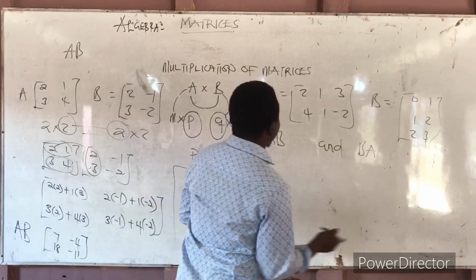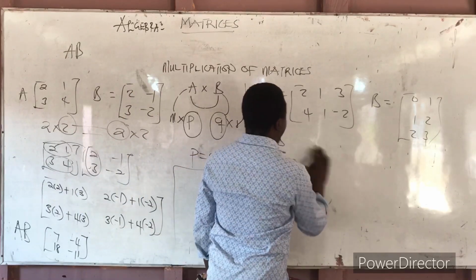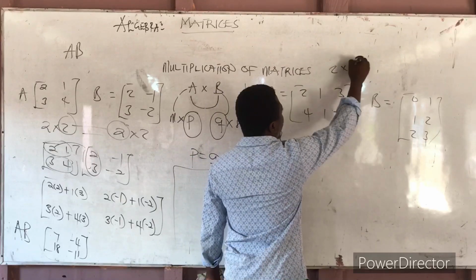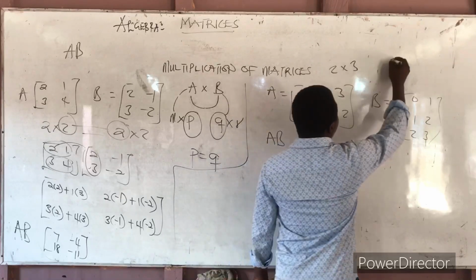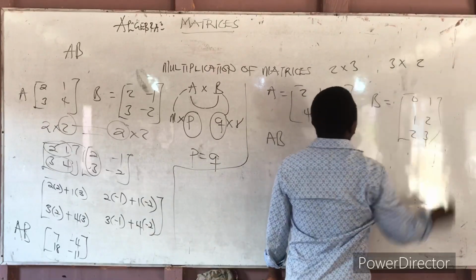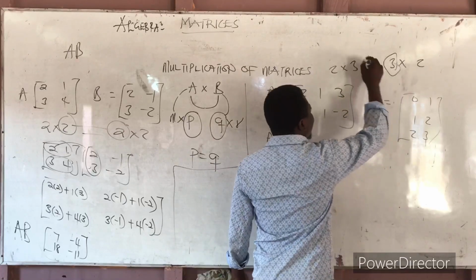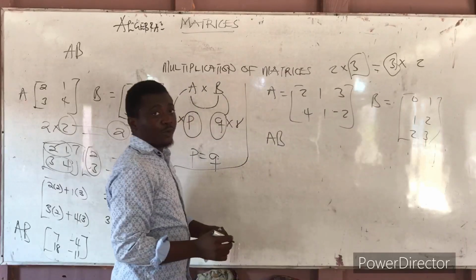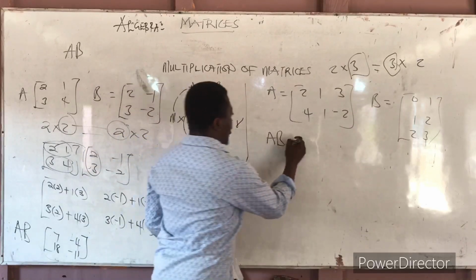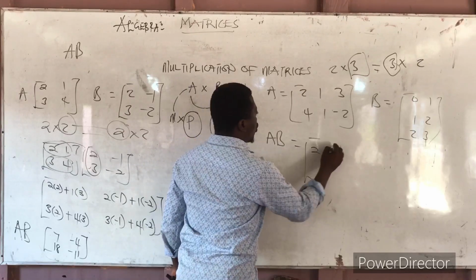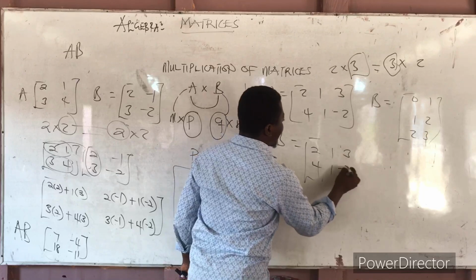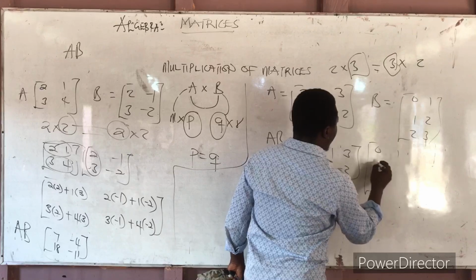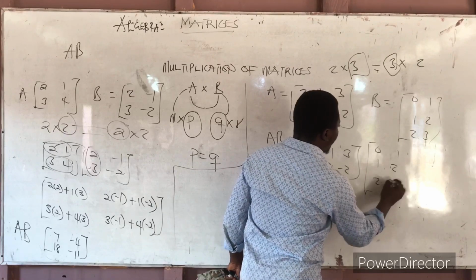Why? Let's first take care of AB. Number of rows is 2, number of columns is 3. Over here, number of rows is 3, number of columns is 2. So this is equal to this, which means the multiplication is possible. So when you write your A, 2, 1, 3, 4, 1, negative 2, multiplying 0, 1, 1, 2, 2, 3.